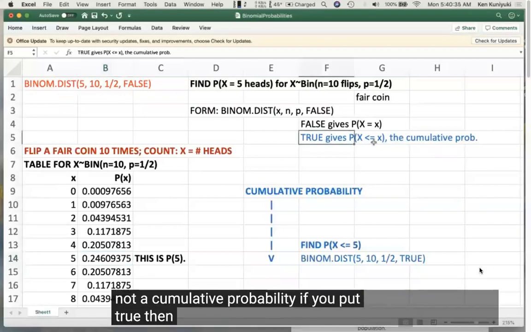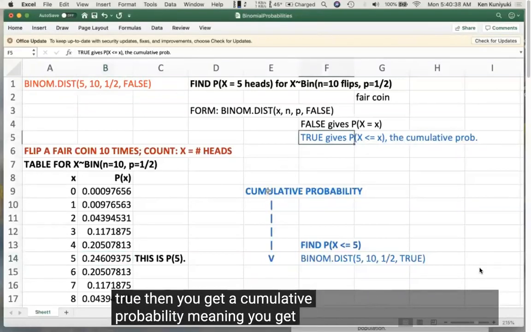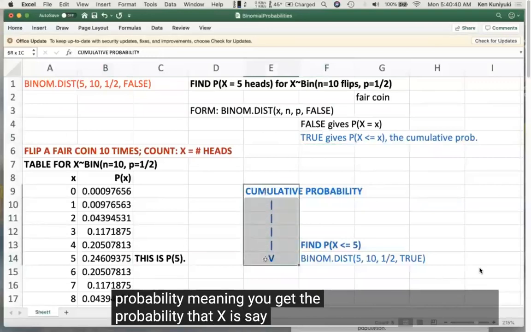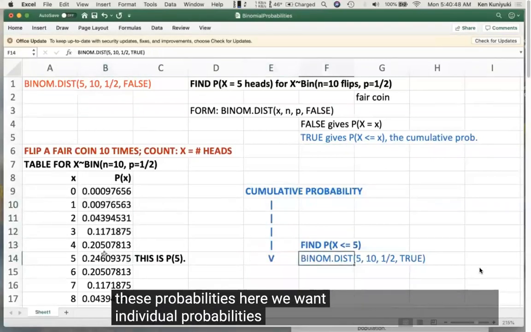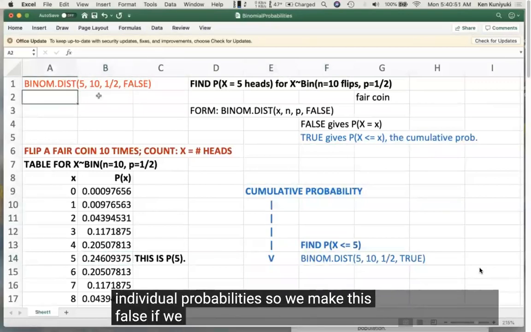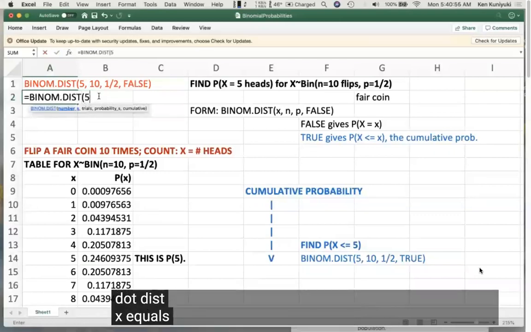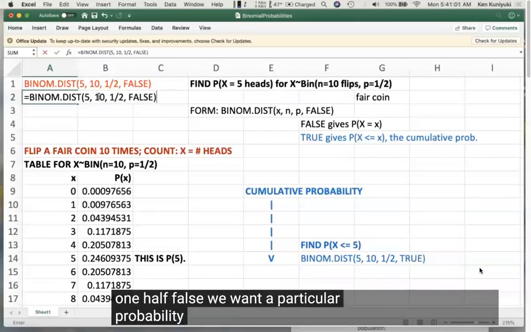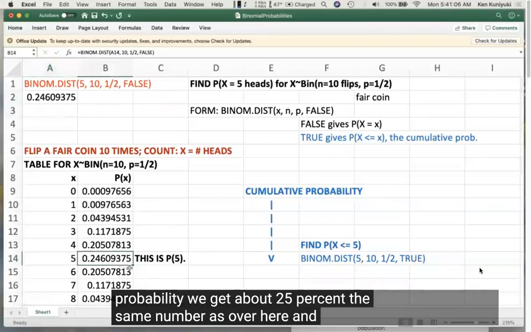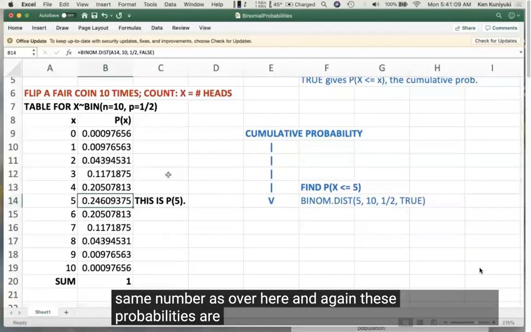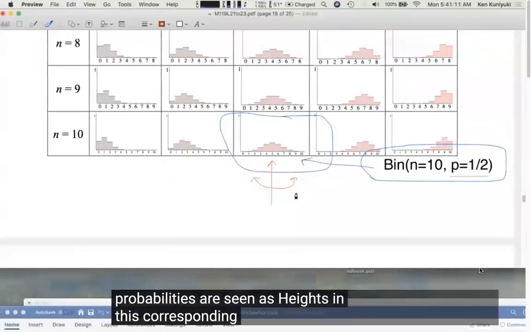If you put true, then you get a cumulative probability, meaning you get the probability that X is, say, less than or equal to 5. Then you get the sum of these probabilities here. We want individual probabilities, so we make this false. If we put that in, equals binom.dist, X equals 5, N equals 10, P equals 1/2, false. We want a particular probability. We get about 25%, the same number as over here. And again, these probabilities are seen as heights in this corresponding histogram.